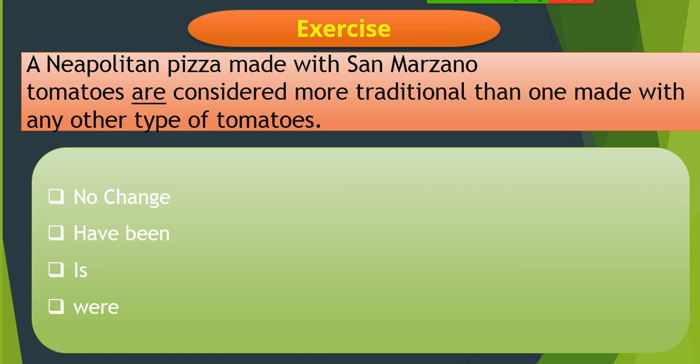No change. Why? Because the tomatoes are plural and are is plural also. And if we use where, wait a second. If we use where, we must use the word to: we're considered to be.